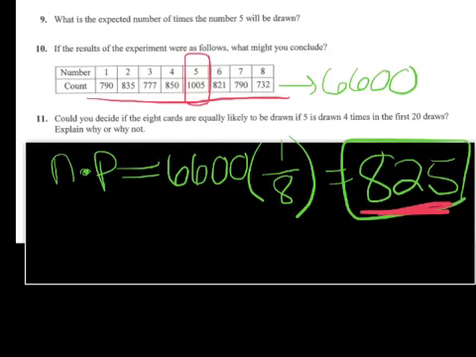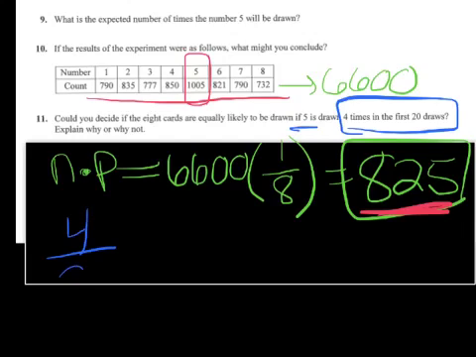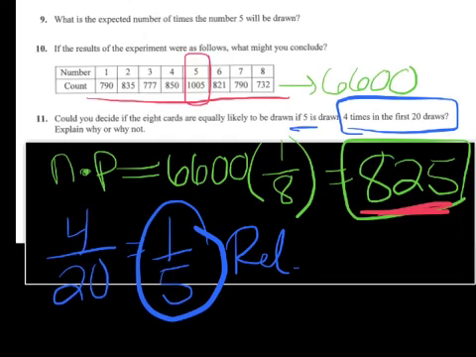Now number 11 is an extension of this. Could you decide if the 8 cards are equally likely to be drawn if 5 is drawn 4 times in the first 20 draws? So again, could you decide if of these 8 cards, are they all equally likely to be drawn if the 5 is drawn 4 times out of 20 draws? Well, if the 5 is drawn 4 times out of 20 draws, its relative frequency, 4 out of 20, is 1/5. Okay, so the relative frequency is what's happening in the experiment. However, the probability of it being drawn is 1/8.